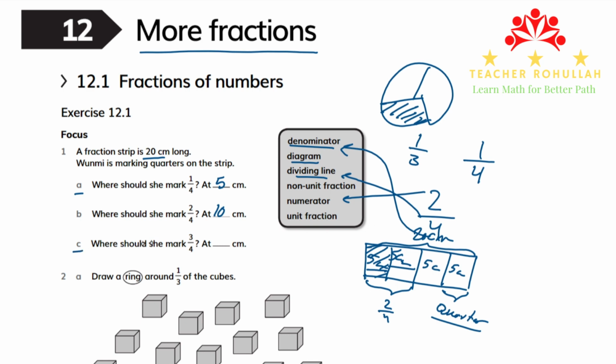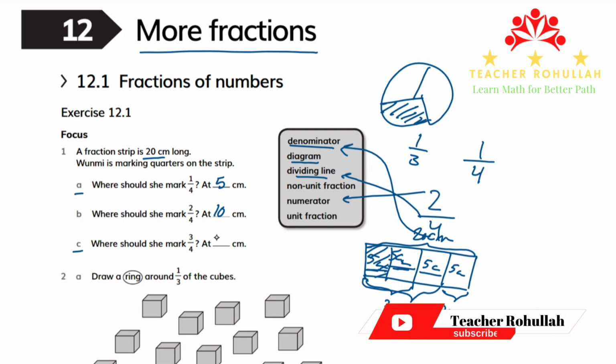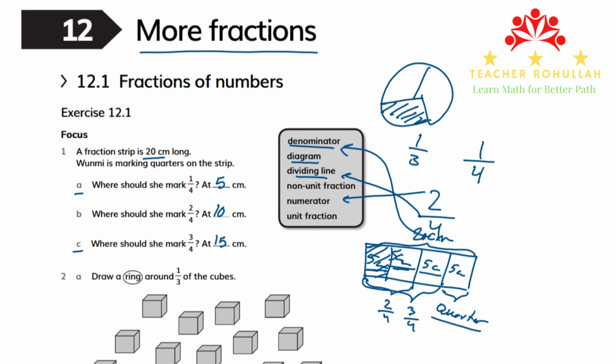And question C says, where should she mark 3/4? 3/4 is here. This is showing 3/4 of the strip. If this is 5, this is 5, and this is 5, so 3 fives are 15. So she has to mark 3/4 at 15 centimeters. Well, we are done with question 1. Let me scroll down to go to question 2.